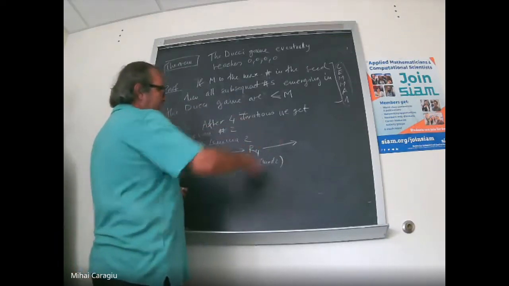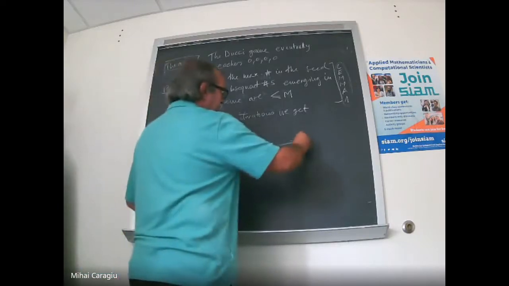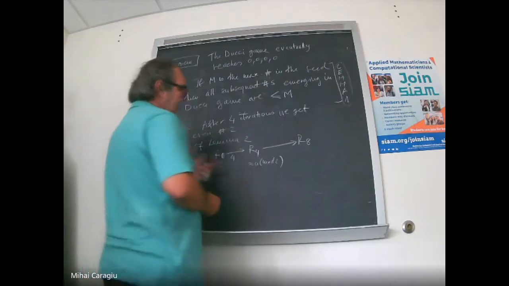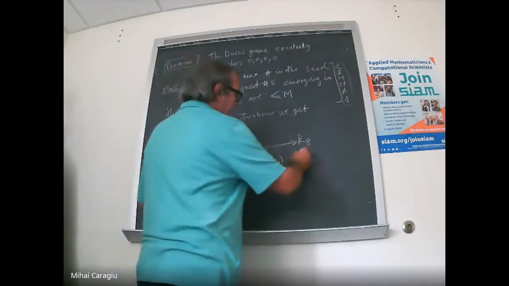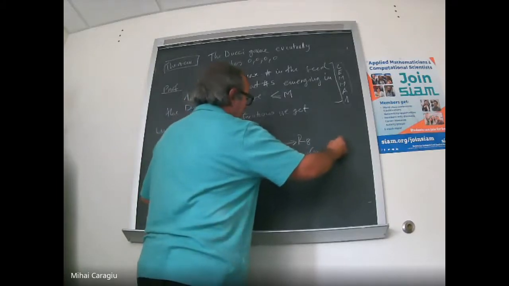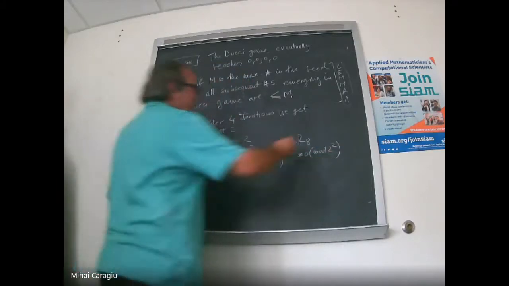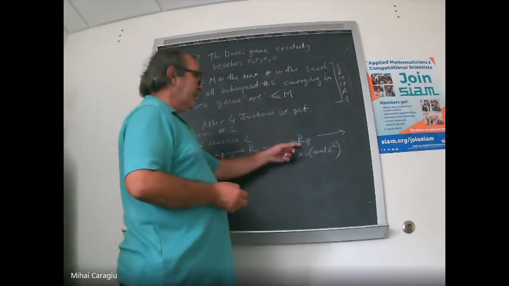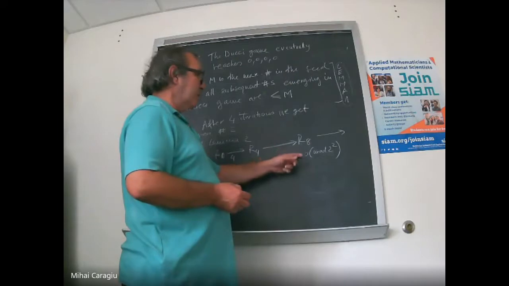So, after 4 more iterations, I get row 8, in which all entries in row 8 of the Ducci game are a multiple of 4. So, it will be congruent to 0 mod 2 squared. Okay, so let's continue the same way. Every entry in row 8 is a multiple of 4.